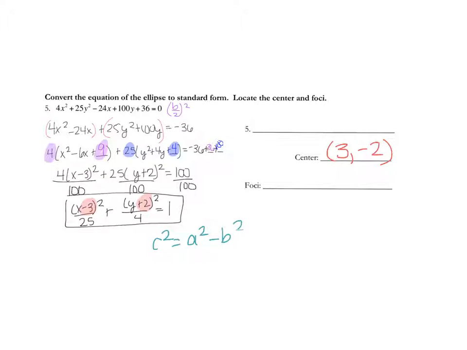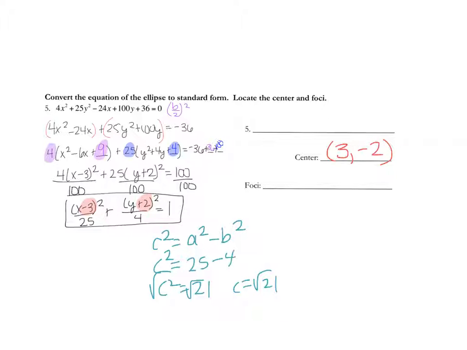Since this has a plus in it, the foci formula has a minus in it. So it's going to be 25 minus 4, so c squared equals 21, so we have the square root of 21 as c. And then we have to look at the problem and decide what's in control.